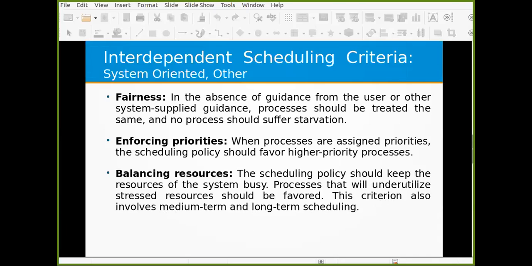Are you getting all these criteria? Are you getting the idea of these criteria that we are discussing? Yes.